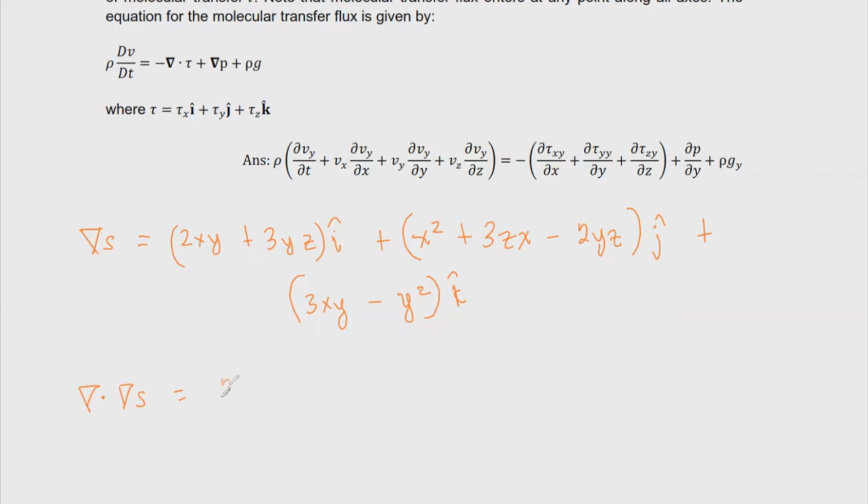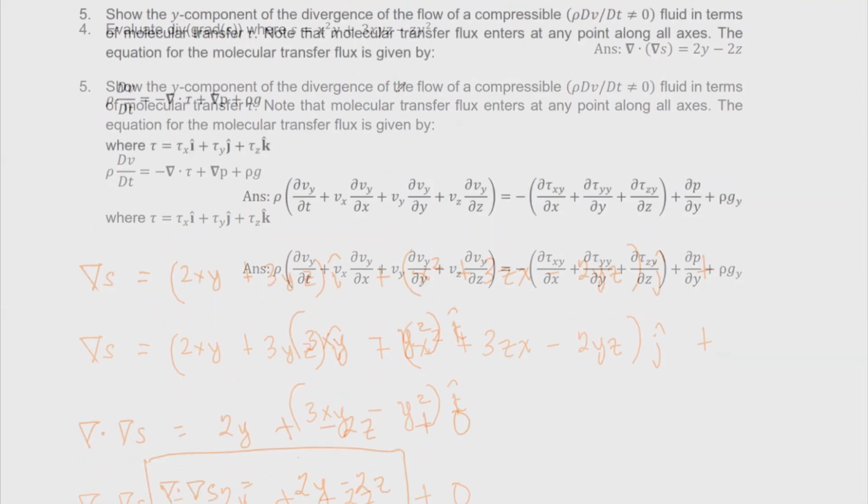So that is 2y, okay? And then for this one, it's with respect to y. So that is plus, I think that will just be negative 2z. So that is negative 2z. And then for this one, with respect to z, so that is actually equal to 0. So in this case, we have the divergence of the gradient of S is equal to 2y minus 2z. Okay, so that is our final answer. And it is very simple, starting from this kind of long expression.